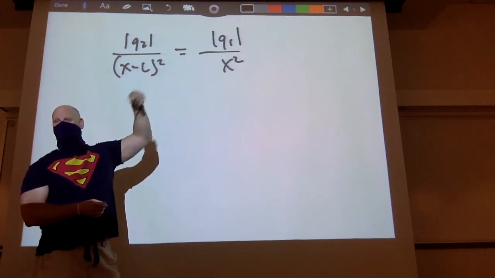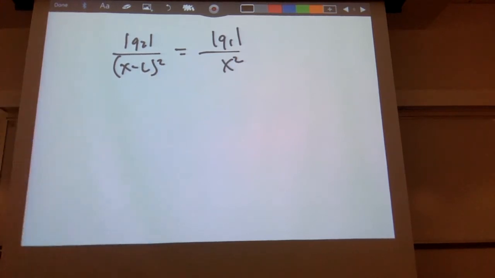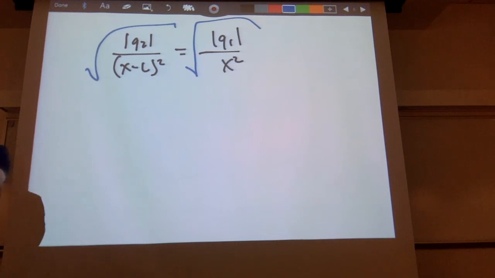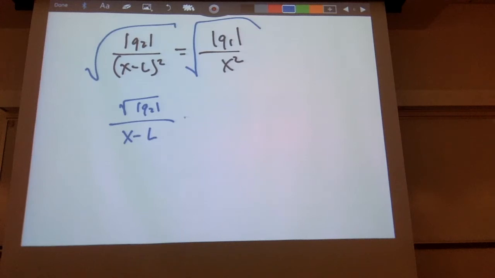But we don't want to do that, we're lazy, right? So there's an easier way to do that. The easier way is simply to take the square root of both sides, which is going to get rid of the square. So now I have the square root of the absolute value of Q2 divided by x minus L equal to the square root of the magnitude of Q1 divided by x. So now we can cross multiply and then solve for x.